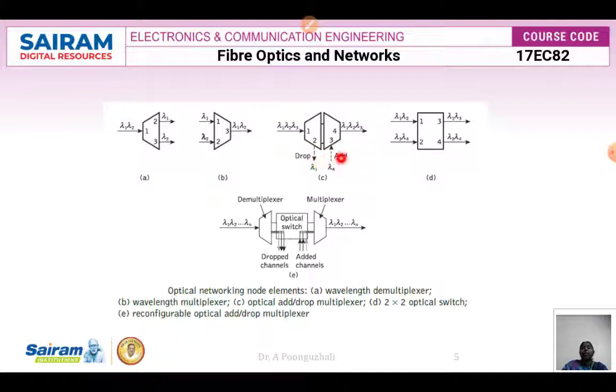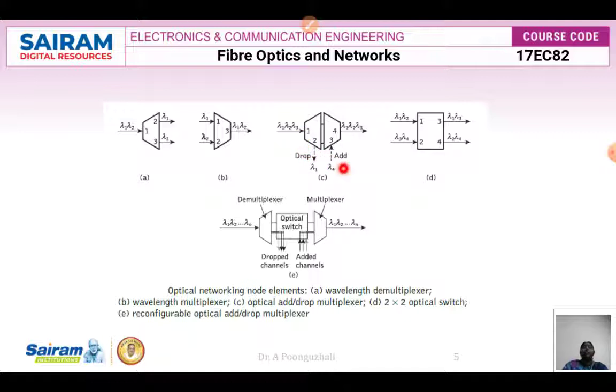So in the optical add or drop multiplexer, we are going to have two ports. Through port 1, we are going to get the multiplexed signal lambda 1, lambda 2 and lambda 3. Here in this case, through the multiplexer, we are going to drop the unwanted signal. Suppose I assume that I want to drop the lambda 2 signal. So here I will drop the lambda 2 signal.